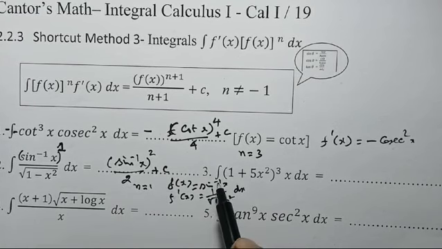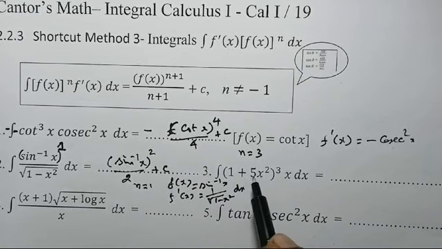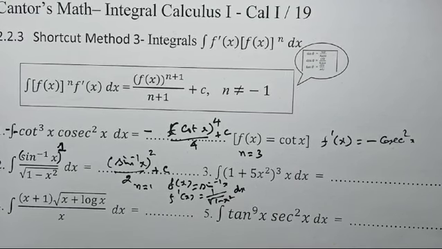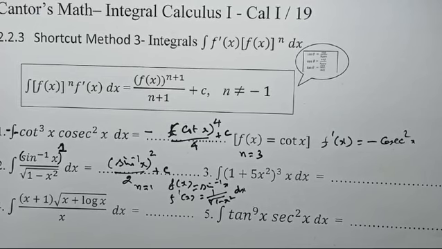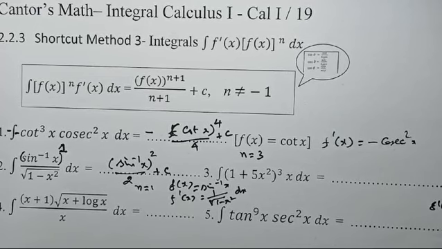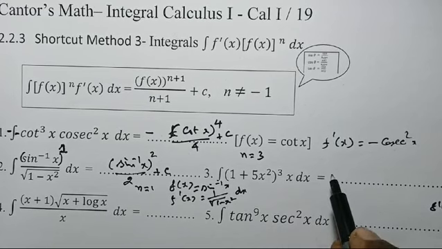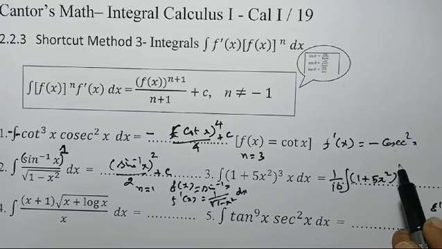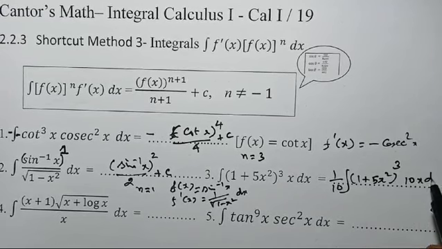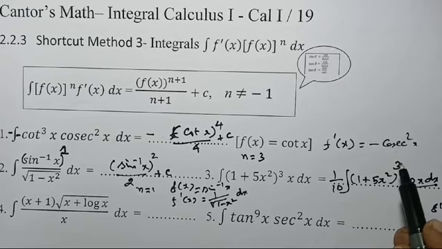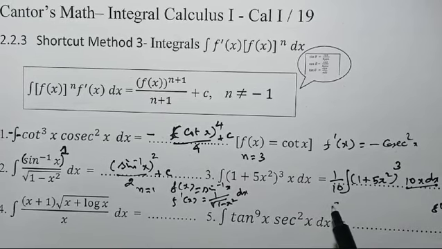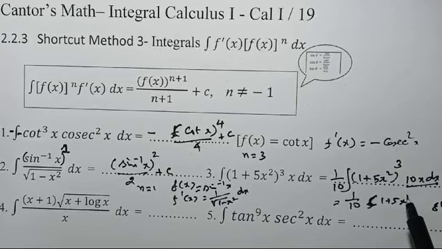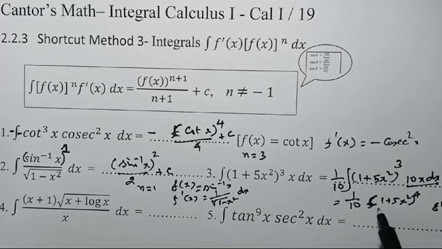Next, problem number 3. Here we have 1 plus 5x squared whole cube, and here we have 3. Here you select f of x as 1 plus 5x squared. Then f dash of x becomes 10x. But here we have only x. Therefore, you have to multiply like this: 1 by 10, 1 plus 5x squared whole to the power 3, 10x dx. This is f dash of x, and this is f of x whole power 3. By the formula, 1 by 10 into f of x, that is 1 plus 5x squared whole power 3 plus 1 is 4, by 4, plus c, isn't it?